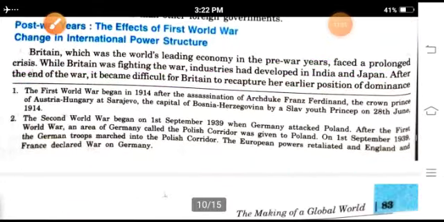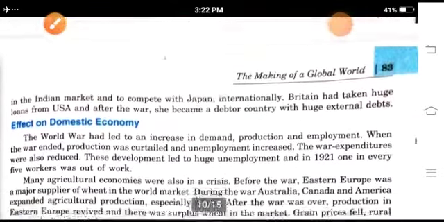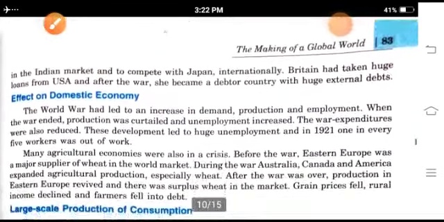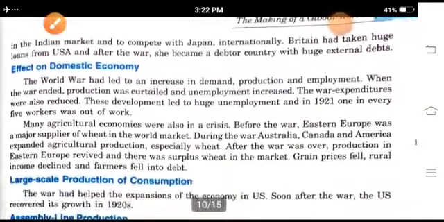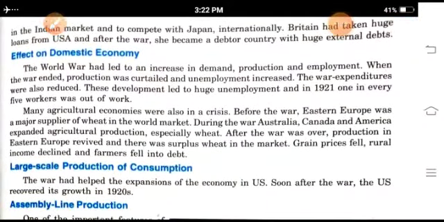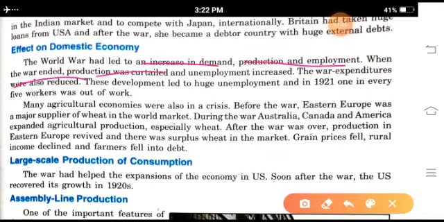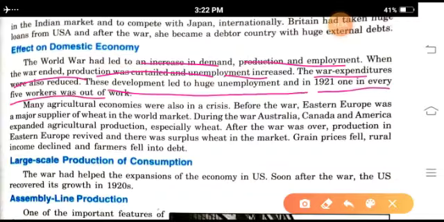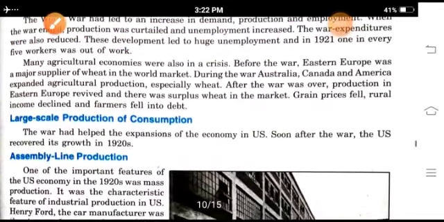Post-war, the effect of the First World War: Britain, the world's leading economy in the pre-war years, faced a prolonged crisis. While Britain was fighting the war, industries developed in India and Japan, and after the end of the war it became difficult for Britain to recapture its earlier position of dominance.